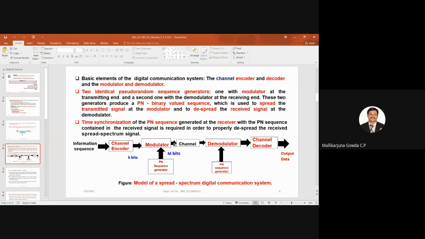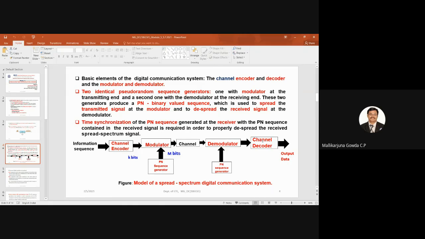The purpose of these two pseudo noise sequence generators is to produce the pseudo noise binary valued sequence, and that sequence is used to spread the information signal, that is the transmitted signal at the modulator, and to despread the received signal at the demodulator.